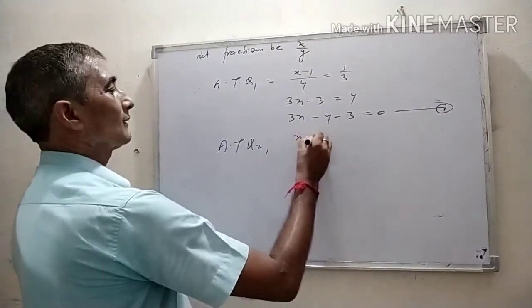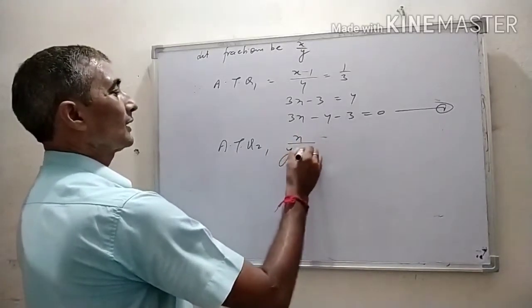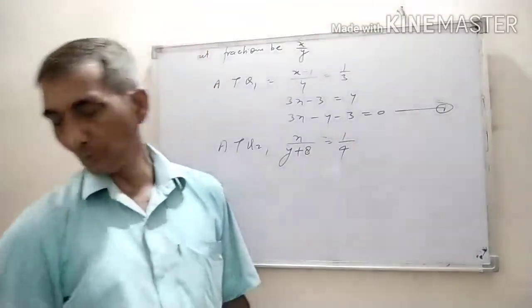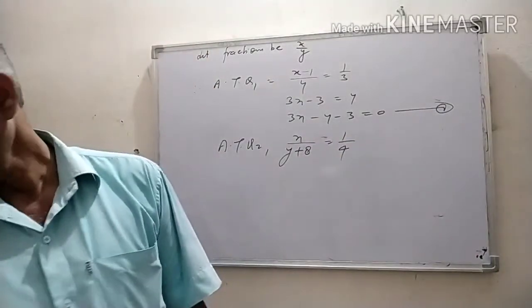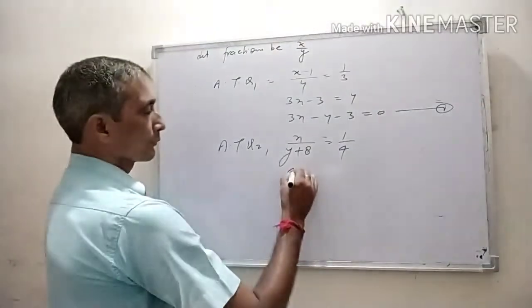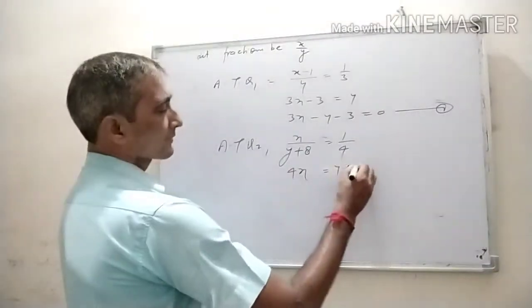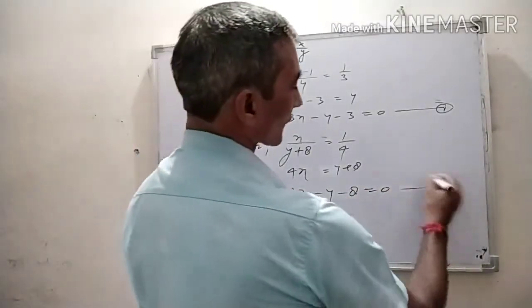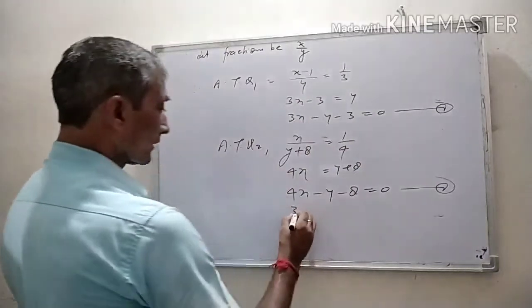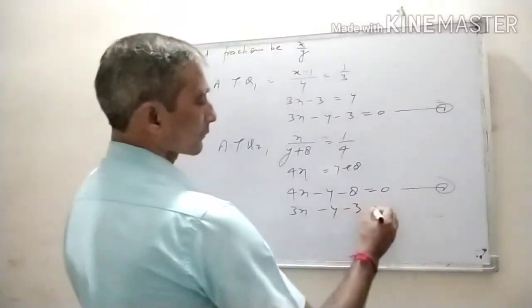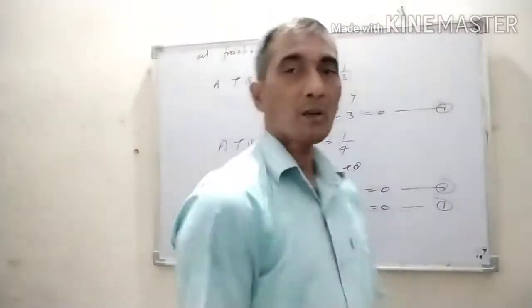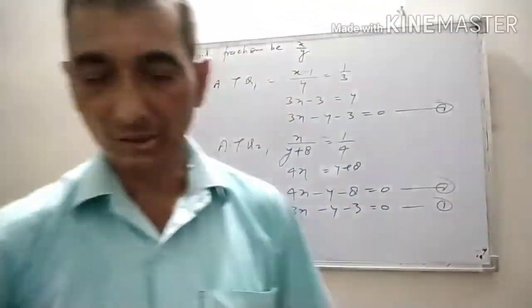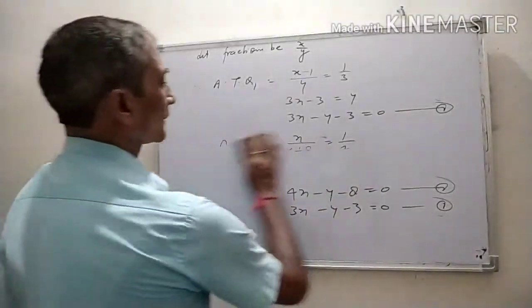It becomes 1 by 4 when 8 is added to the denominator. Now by cross multiplication 4x equal to y plus 8, so 4x minus y minus 8 equal to 0. Now second equation. First is 3x minus y minus 3 equal to 0. Now again I am going to solve these equations by the cross multiplication method. So please see here.